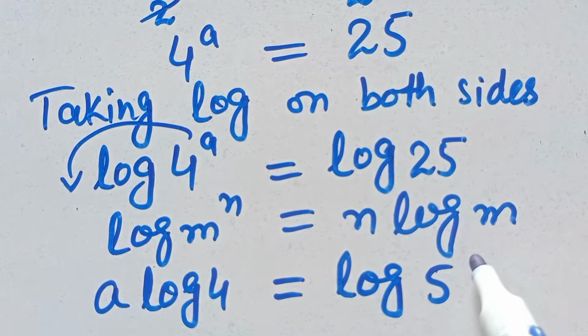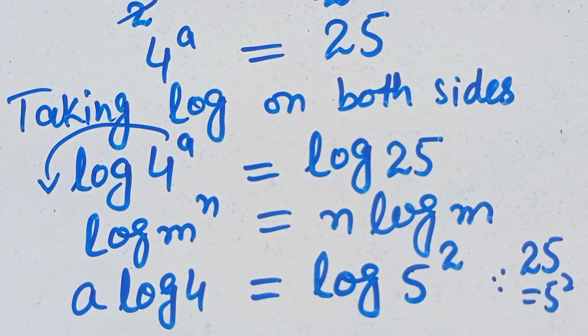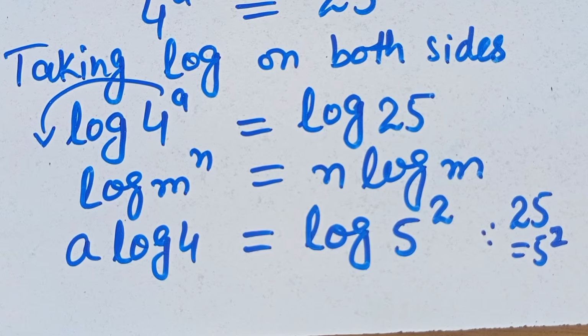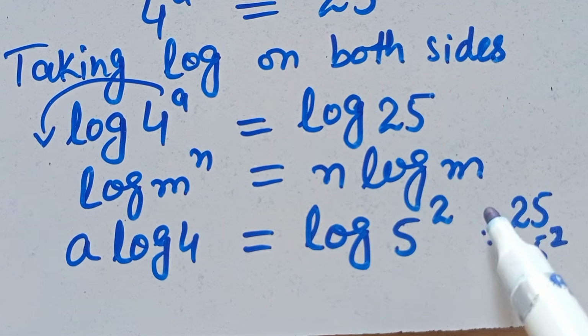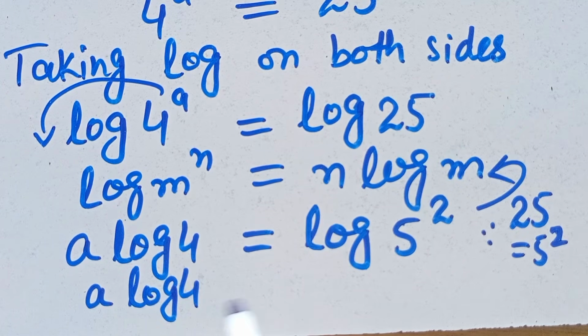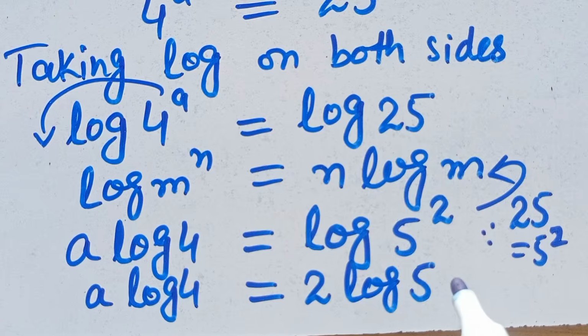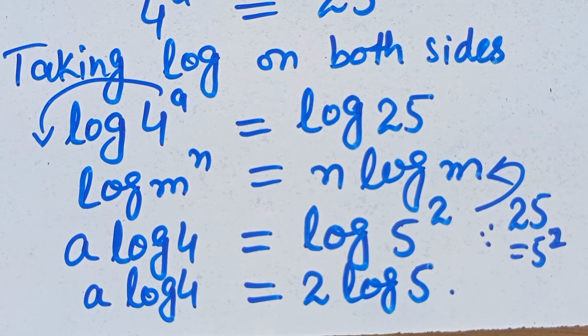Now for 25 we can write 25 as 5 square, and we will apply the same power law here as well. We have written 25 equals 5 square. So on the right hand side, again applying that power law of logarithm and simplifying it accordingly. That is, we have a log 4 equals 2 will come to the start into log 5. We have simplified left and right hand side according to the power law of logarithm.